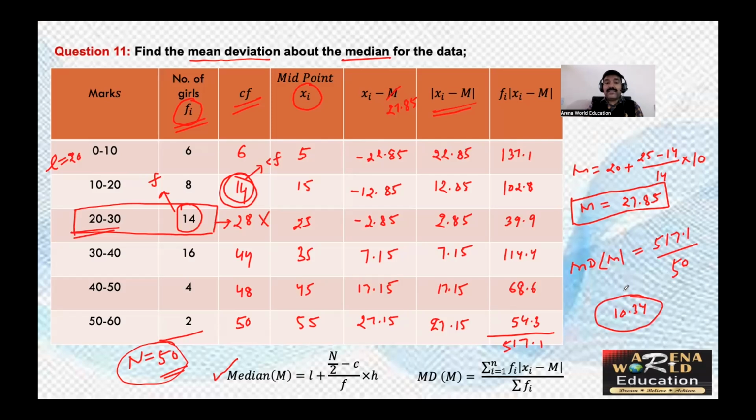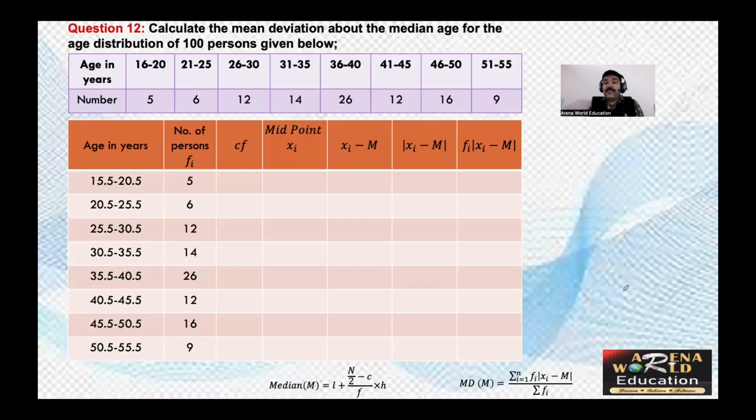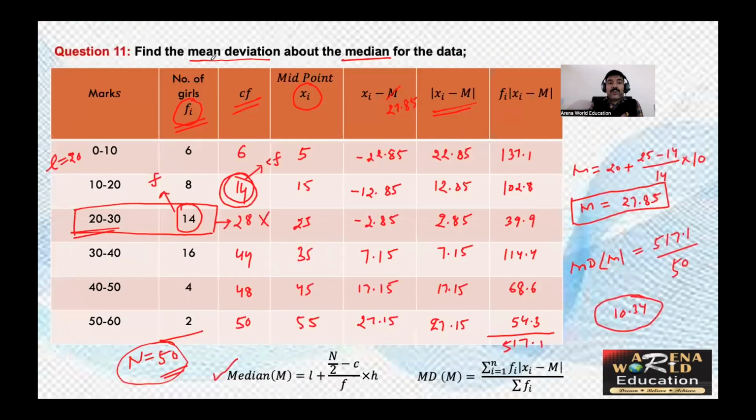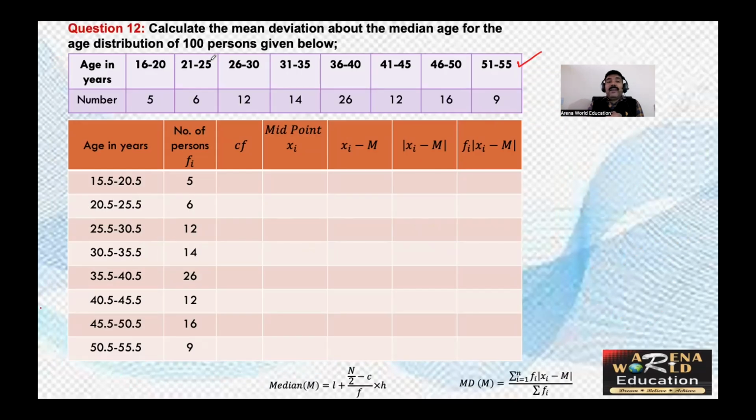Okay, so let us try question number 12. The main difference between question number 11 and 12 is what? You can see the class intervals. Here you can see 16 to 20, 21 to 25, and look at the previous one. It was 0 to 10, 10 to 20, 20 to 30. It means in the previous question the frequency distribution was continuous. But here you can see 16 to 20, then it is not 20 to another number, it is 21 to 25.